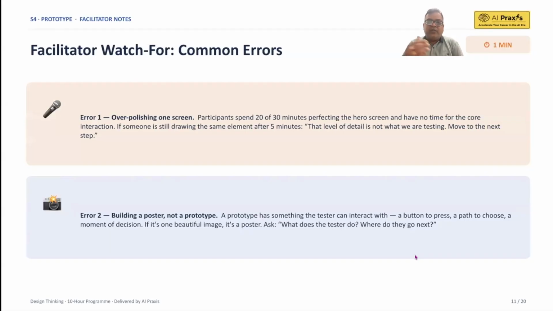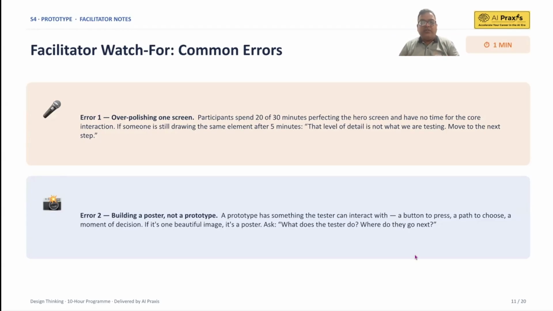Right. So before I let you start building, I want to save you from 2 mistakes I see in almost every design thinking workshop. And this is in fact for all the facilitators as well. If they would like to facilitate this session, it's very important for them to take this into consideration. The first mistake is over-polishing one screen. Some teams spend almost 20 minutes perfecting their hero page, choosing colors, aligning text, adjusting icons, making everything look beautiful. And then time runs out. They never build the most important part, the interaction part.